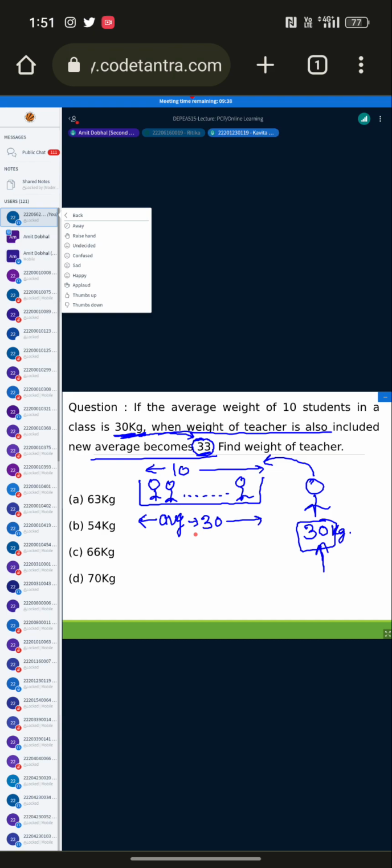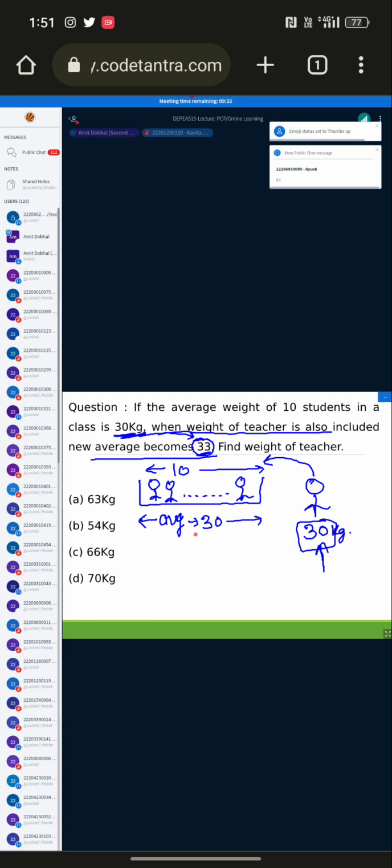Now second concept. If average is increased by 3, it means each member is increased by 3. Did you understand? If average is increased by 3, it means each member is increased by 3. Do you remember the second concept? Okay. It means the teacher's weight is going to be something extra over 30 kg.